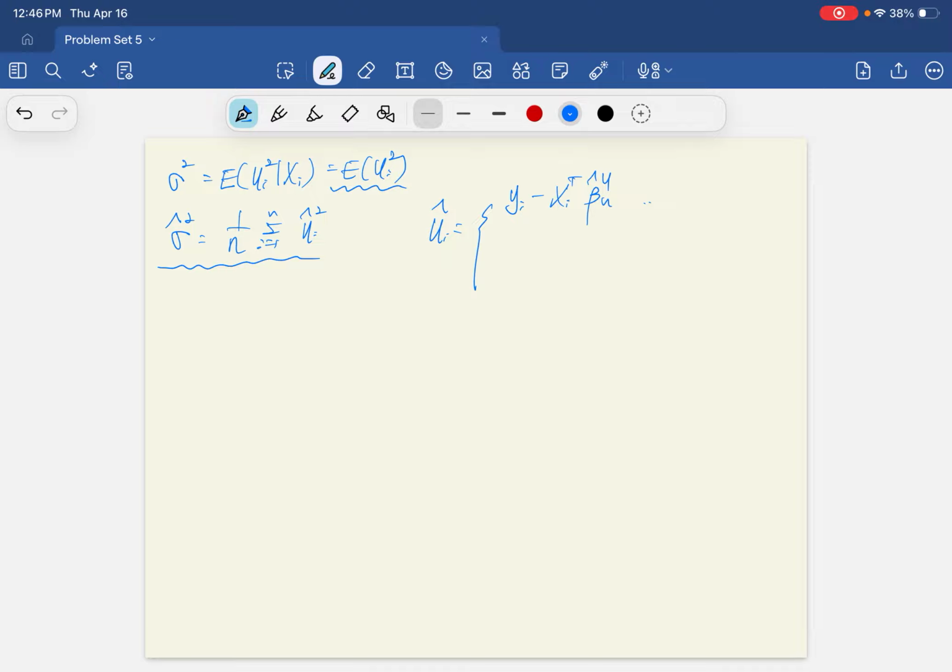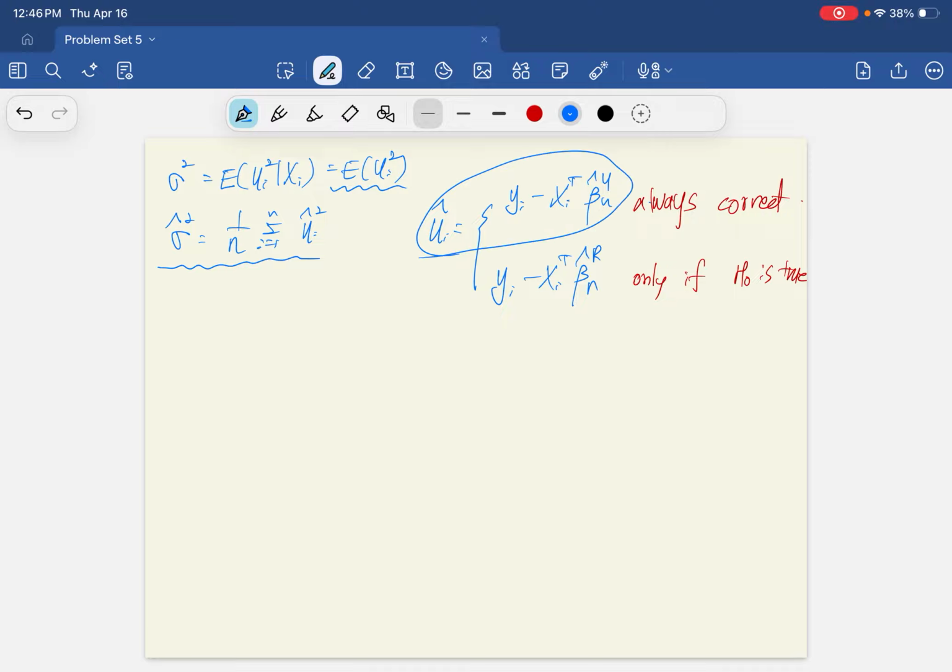Think about the restricted model: this is correct only if H0 is true. But the unrestricted model is always correct, right? The unrestricted model does not utilize the hypothesis. So regardless of the hypothesis, the unrestricted model is true. So we will take this approach. That is a standard in hypothesis testing.